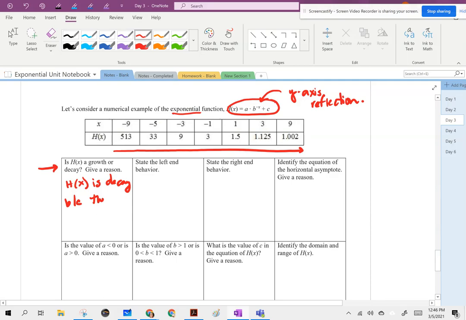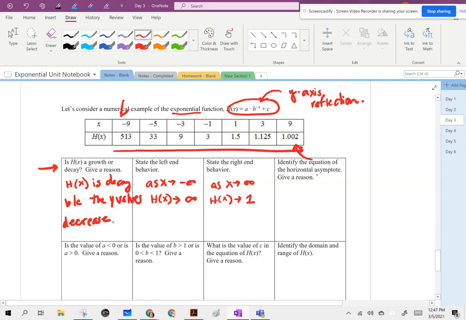because the y values decrease. State the left end behavior. This is the left side. So as x goes to negative infinity, h of x is approaching positive infinity. Okay. Right end behavior. As x approaches positive infinity, h of x is approaching, looks like the number 1.